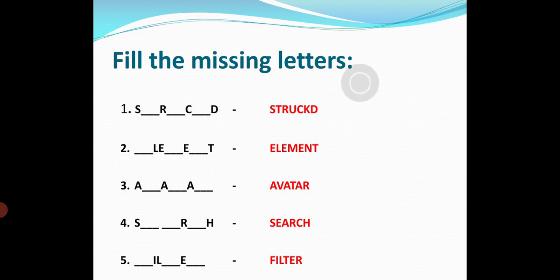Fill the missing letters. The first one, Struct. Spell it, children. Slowly. S-T-R-U-C-T. Struct. Repeat, children. Second one, element. Repeat, element. E-L-E-M-E-N-T. Element.